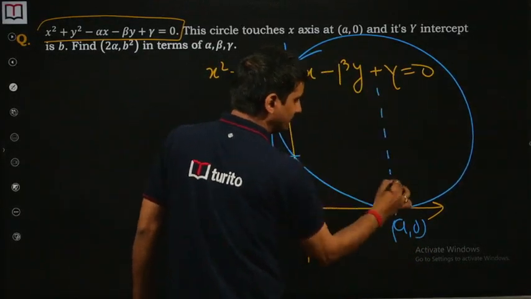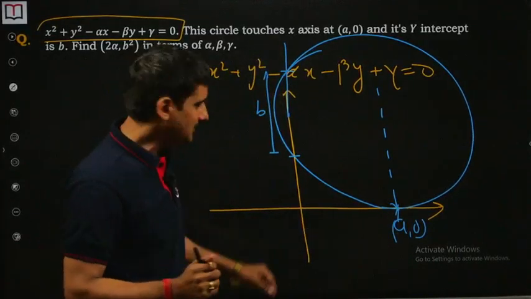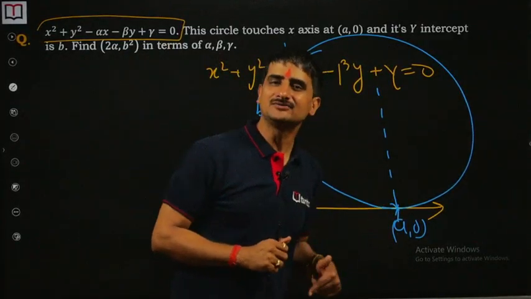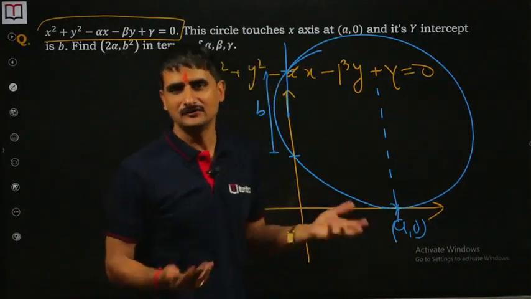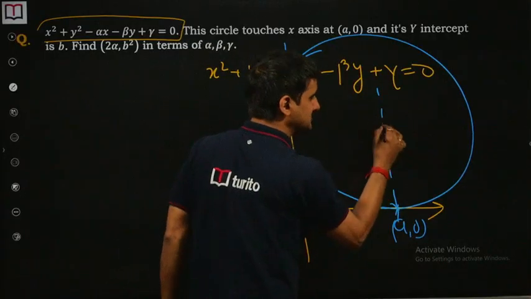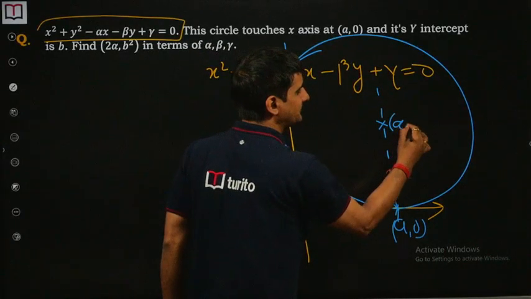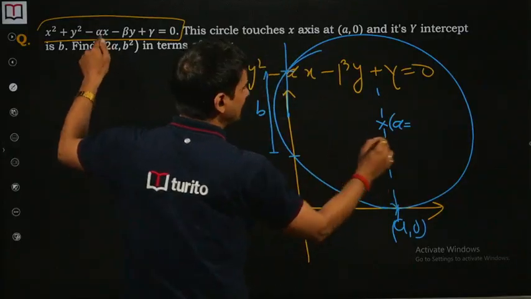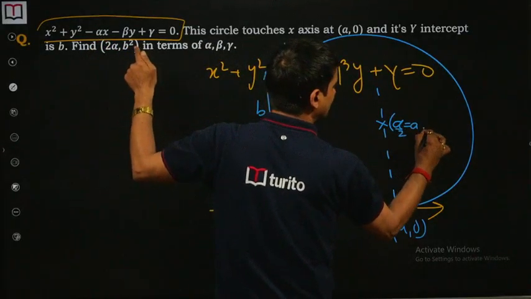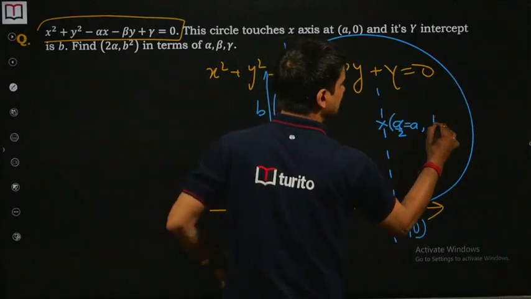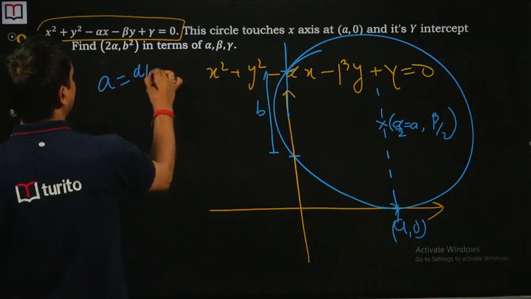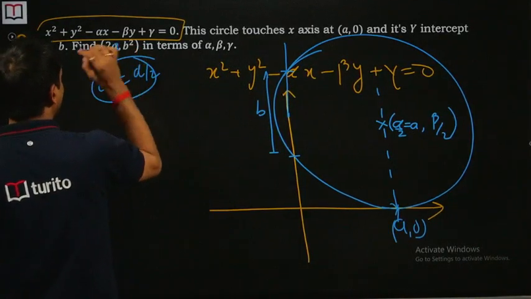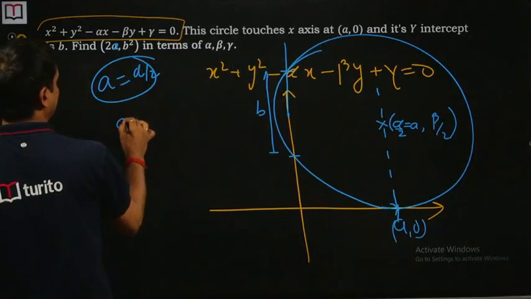Now see, we know the basic theorem says that the line drawn perpendicular to the tangent, which is the x-axis in this case, at the point of contact will always pass through the center. So it's a vertical line passing through the center. So the center's abscissa, which is alpha by 2 here, is a, and the ordinate is beta by 2. So a is nothing but alpha by 2. So this should be 2a in that case. So this is alpha.